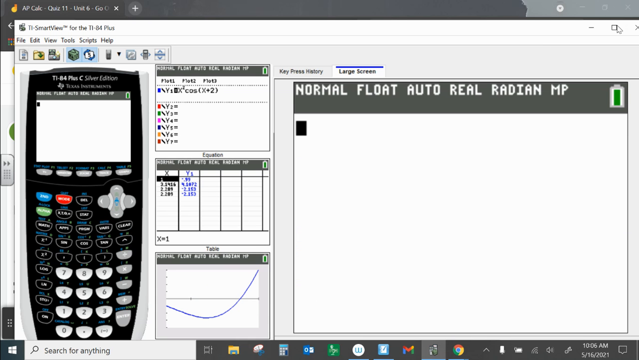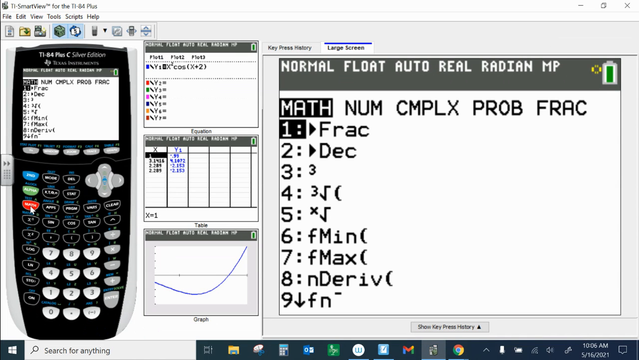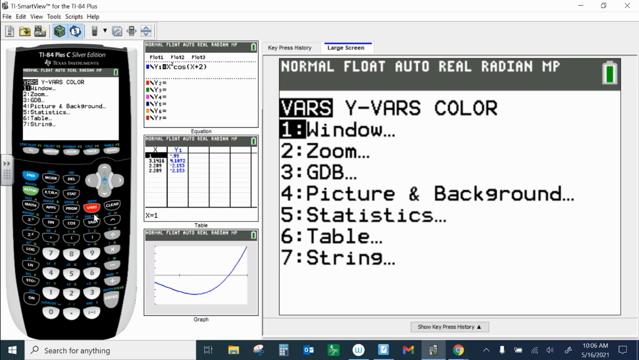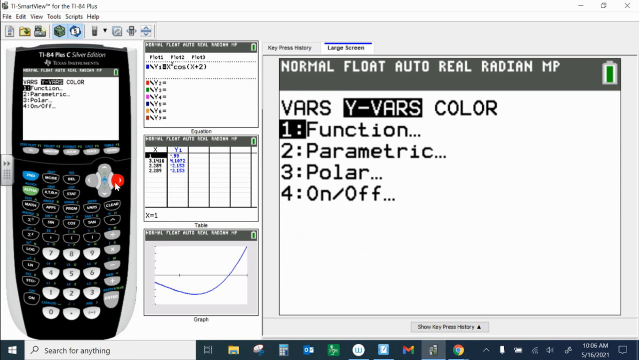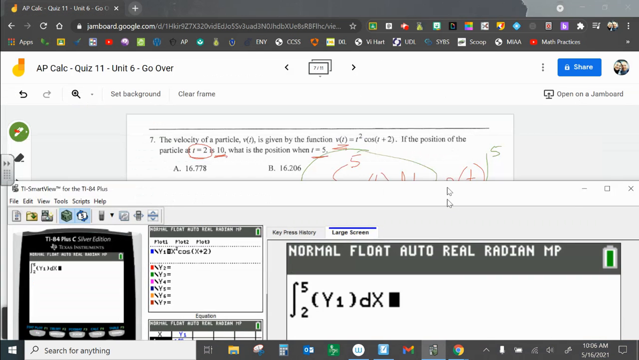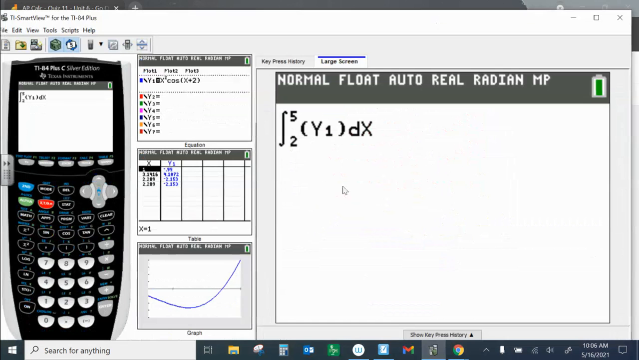Now I'm going to go to my home screen, and I'm going to use my calculator to solve this. So I'm going to hit the math button, choice 9, and we are going to go from 2 to 5, I think we said, and I'll have to look in a second to make sure that's true. And it's only in y1, so vars, y vars, function y1, and I'm taking the integral. The variable of integration is x. Even though it's t on my problem, we always use x. And I just want to confirm that I'm going from 2 to 5. All right, good. I don't want to mess that up.